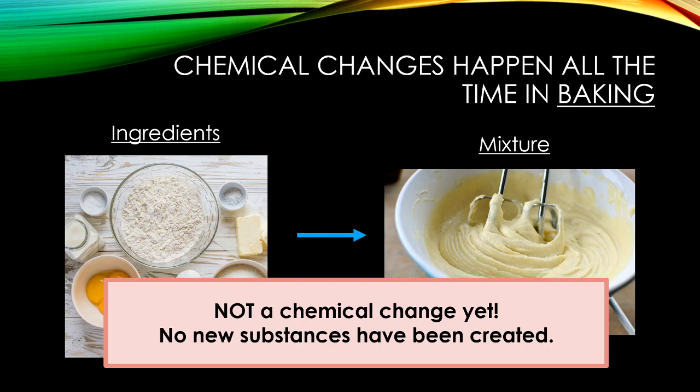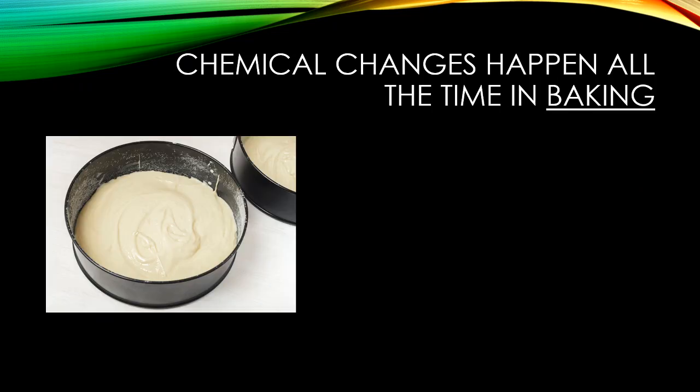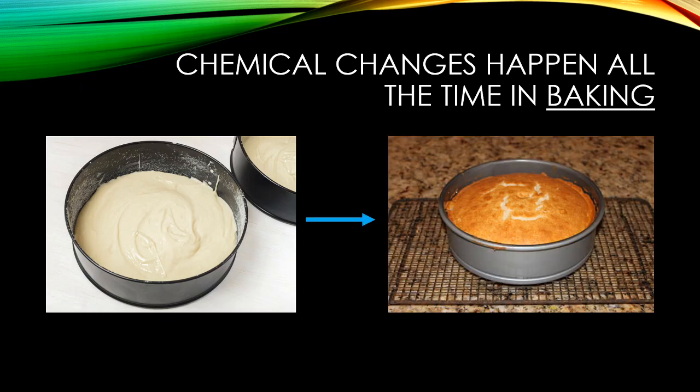If you could zoom in super close on your cake batter mixture, you would see that it's just a mixture of particles of flour and eggs and milk and everything else. Nothing new has been created yet. You've just mixed a bunch of stuff together. Then you take that batter, the mixture that you've created, and you put it in the oven. And you bake it for 30 minutes or an hour. And then you have a baked cake.